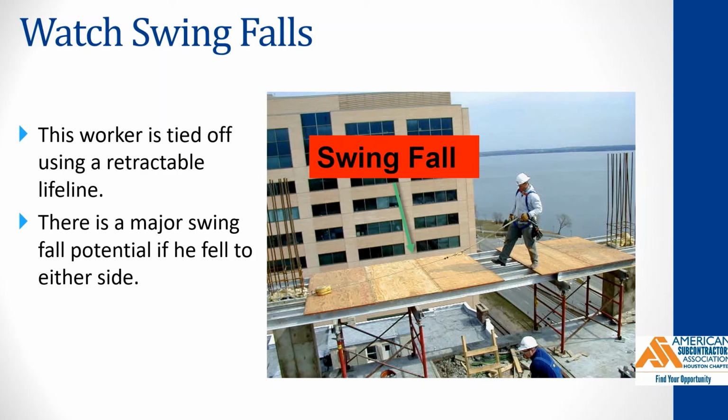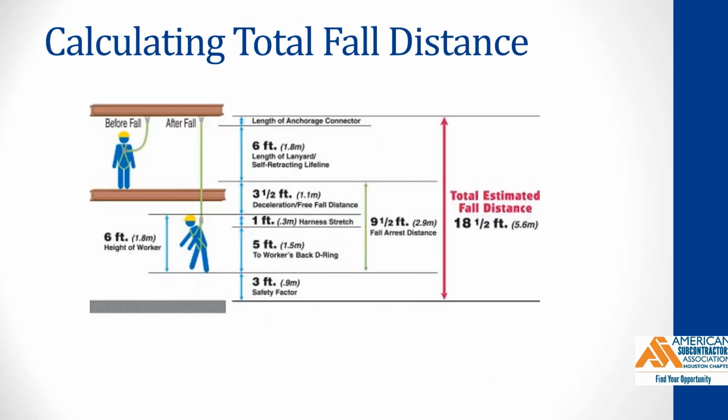Employers are responsible to provide training for specific personal fall arrest systems and any other site-specific equipment that must be used. Personal fall arrest systems should only be used when other fall prevention means cannot be used or are not feasible. This diagram shows the way to calculate your total fall distance.